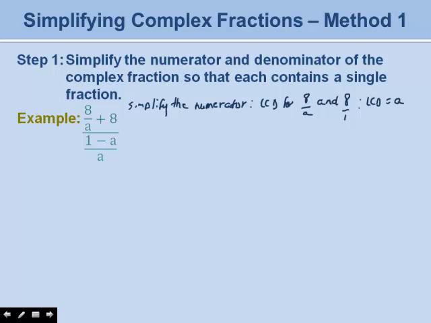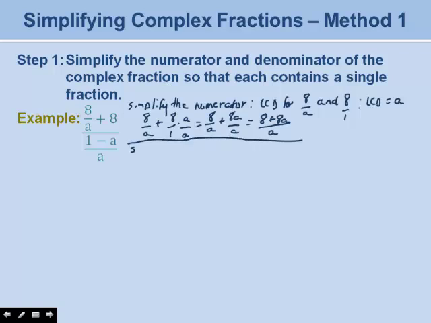So we're going to rewrite our numerator so that both rational expressions have a denominator of a. That means that this first one we can leave alone since it already has the denominator we want. For the 8, or the 8 over 1, we have to multiply by a over a in order to get a denominator of a. So that gives us 8 over a plus 8a over a. Now that we have the same denominator, we can go ahead and add the numerators. That gives us 8 plus 8a all over a. So now we've finished simplifying the numerator.